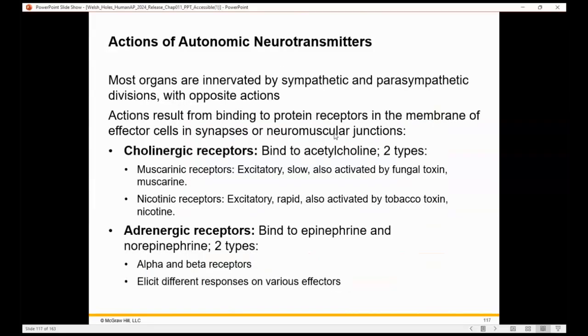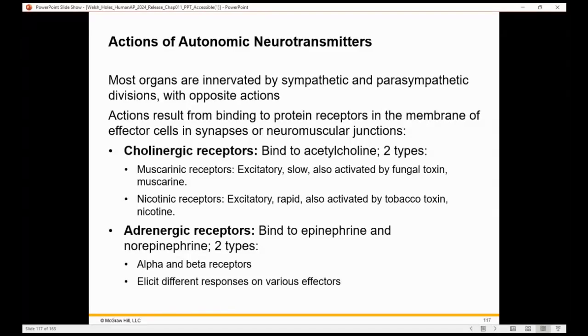Most organs are innervated by sympathetic and parasympathetic divisions with opposite actions. These actions result from binding to protein receptors in the membrane of the effector cells in the synapses or a neuromuscular junction. Cholinergic receptors bind to acetylcholine, and there are two types. Muscarinic receptors are excitatory and slow, and also activated by the fungal toxin muscarine. The nicotinic receptors are excitatory, rapid, and are also activated by the tobacco toxin nicotine.